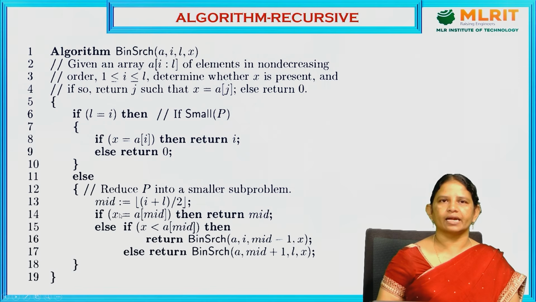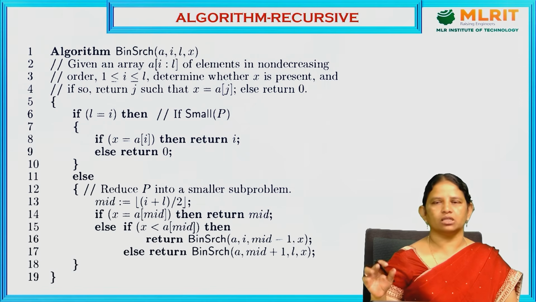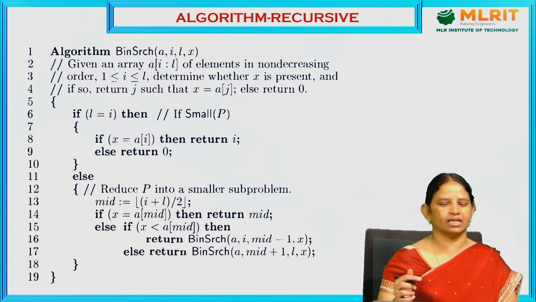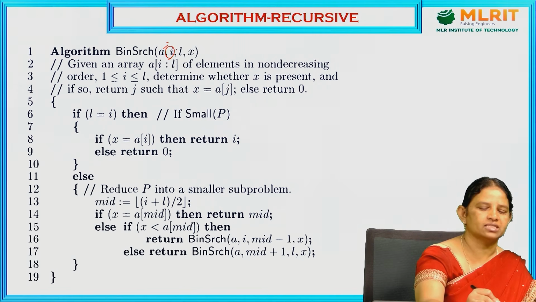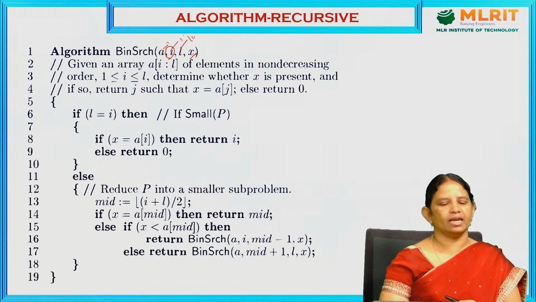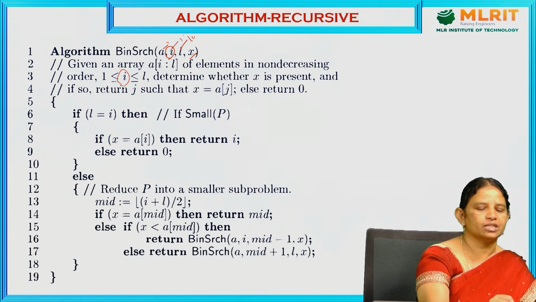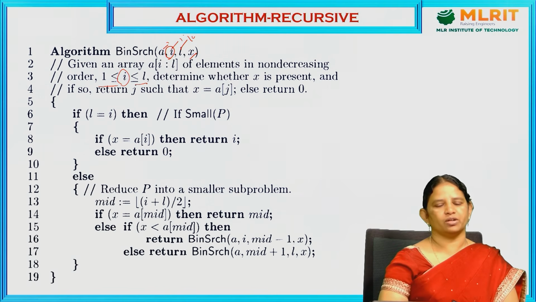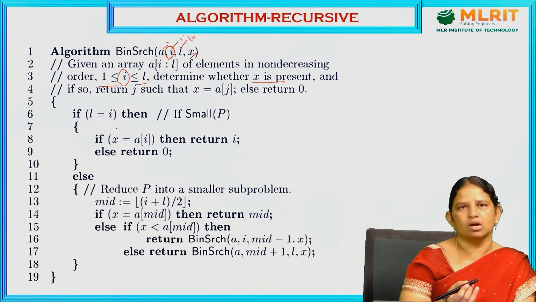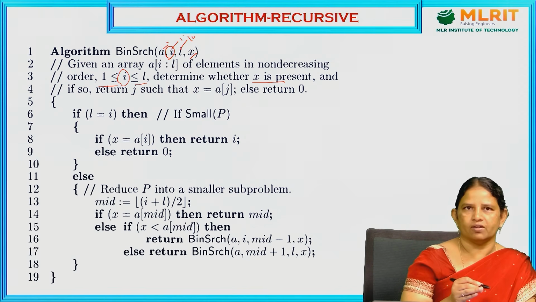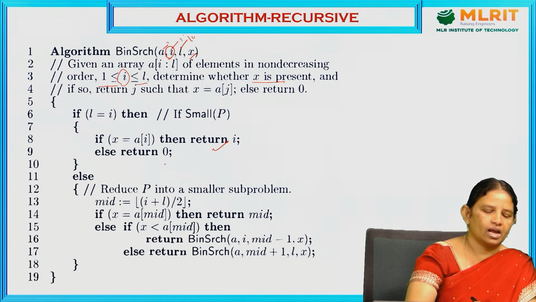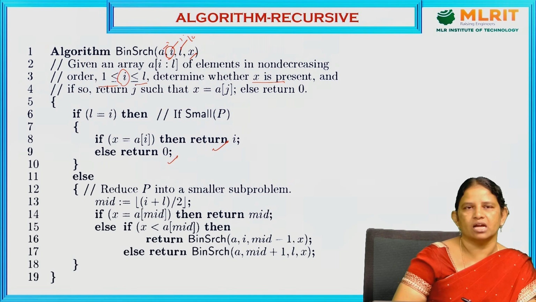The second one is a recursive algorithm. In the recursive algorithm, we use a recursive function that is called repeatedly until the key element is found. A is an array, I is the first element index, L is the last element index, and x is the key element. Here the I value is between 1 and L. If L equals I, that is, the low and high elements are equal, then the problem is small. No need to search; we directly compare the element and return as a success.